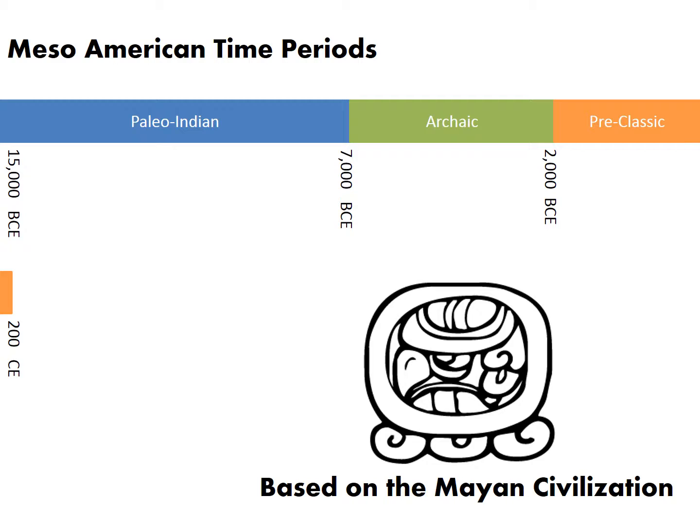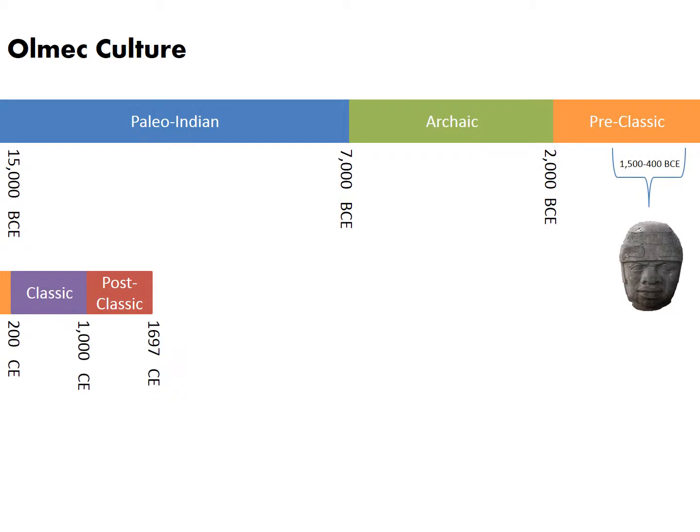Anything that occurred when the Mayan civilization was flourishing and thriving is referred to as the classic time period. And the Mayans were at their heyday between 200 CE and 1000 CE. And then anything that happened after the Mayan decline, but before the Spanish conquest, is called post-classic. And this occurred between 1000 CE and 1697 CE, when the last Mayan tribe was officially defeated by the Spanish. The Olmec culture is a pre-classic culture and flourished from about 1500 BCE until about 400 BCE.